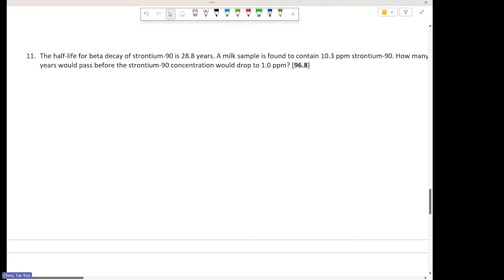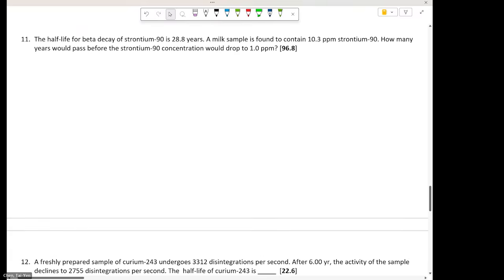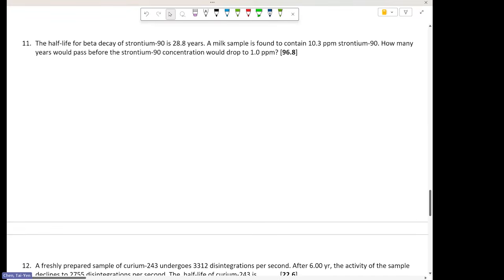Question number 11. The half-life of beta decay of a certain species is 28.8 years. A milk sample is found to contain 10.3 ppm. How many years will pass before that species' concentration drops to 1 ppm? Okay, what is the keyword here?